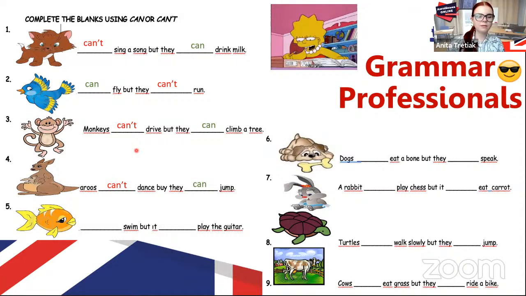Then, number 5, we have fish. And the words like swim and play the guitar. So let's see if fish can swim or not. And then, yeah, let's check. Fish can swim, but it can't play the guitar. If you have these answers, then that's great. Then number 6, we have a cute dog here with a bone. You can see the word bone here, and you can see the bone there near the dog. Well, dogs can eat a bone, but they can't speak.